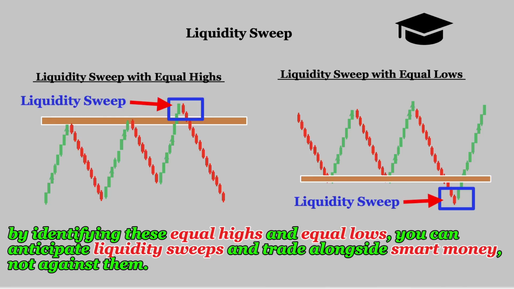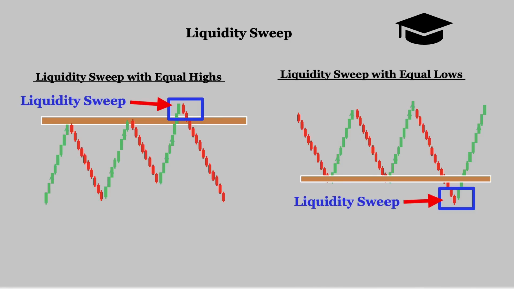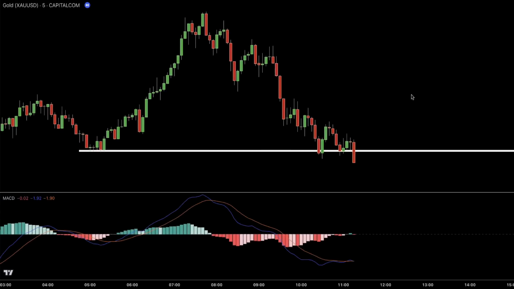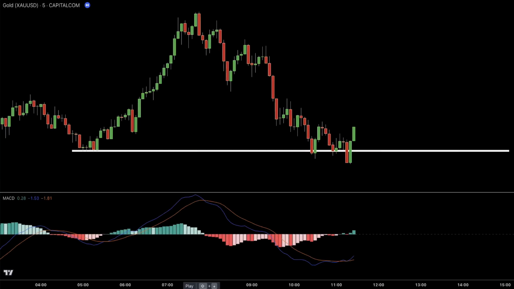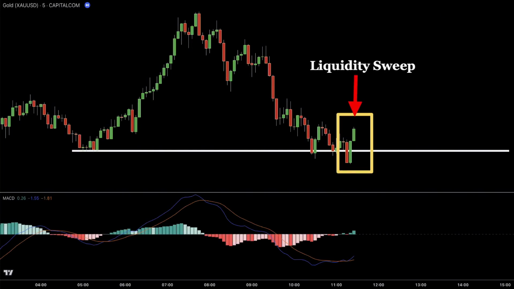them. Now, let's combine liquidity sweeps with MACD crossover signals to build a strategy that helps you avoid these traps and find high-probability trades. Take a look at this chart. We have a clear support level where the price has bounced previously. This time, the market reaches the support level again and breaks below it, tempting traders to believe a breakout to the downside is happening.